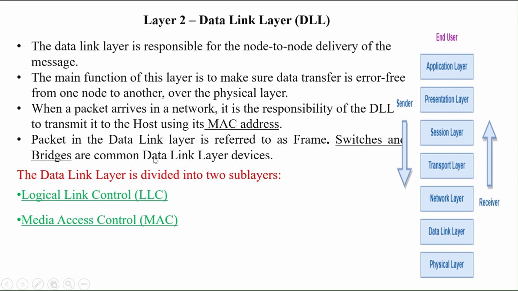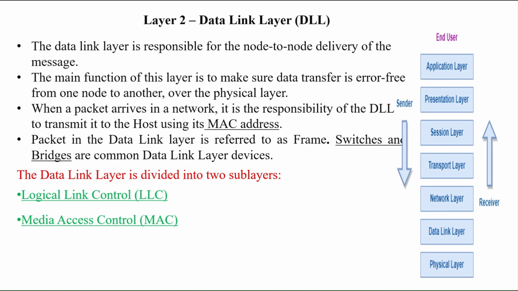A packet in the data link layer is referred to as a frame. Switches and bridges are common data link layer devices. The data link layer has two sublayers: LLC and MAC. LLC means logical link control. MAC is short for media access control. Mainly about the data link layer, we can say that it provides reliable data transfer over a single physical link. In the third layer, the network layer deals with routing data packets between different networks.